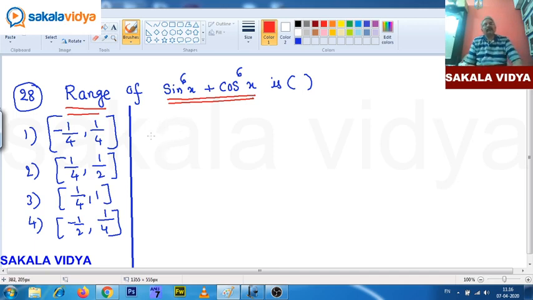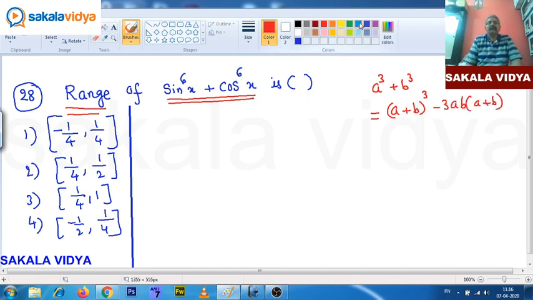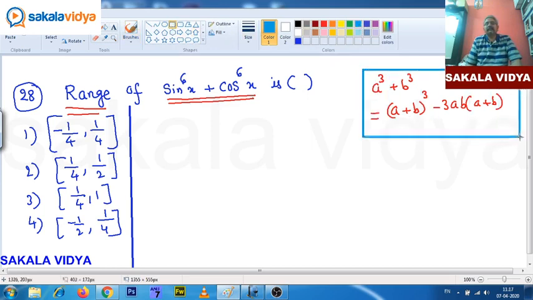First, let us make a plan. So, this will actually be of the form A cube plus B cube. This we can write as A plus B whole cube minus 3AB into A plus B. This identity needs to be applied for this problem. This will be our clue. See, I already gave the clue. So now you can start working.